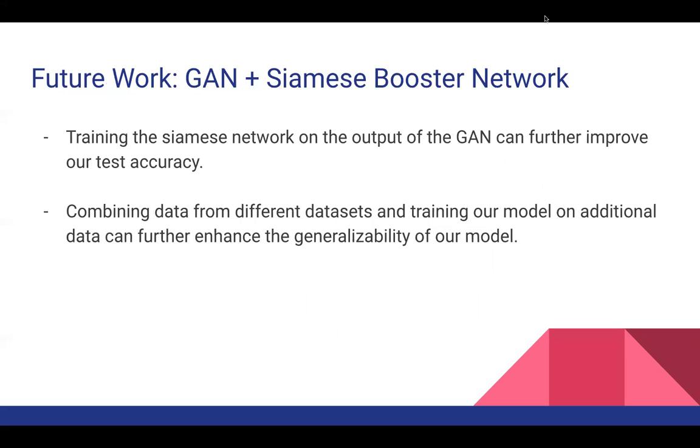In the future, we hope to use the output of the GAN, which will have a much richer feature set compared to the grayscale sketch, as the input to the Siamese network. We believe this will lead to much better performance and a more robust pipeline. Combining data from different datasets to train our model will also improve generalizability.